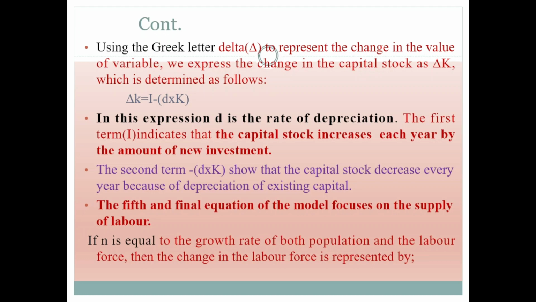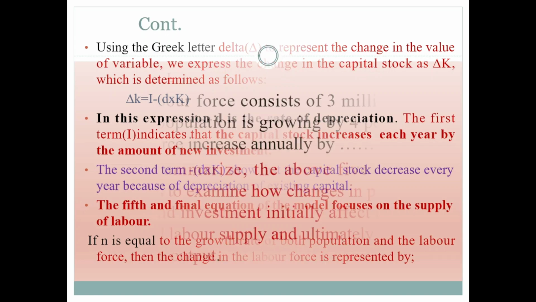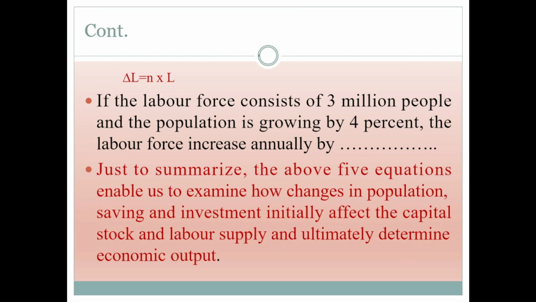This is the rate at which our existing capital decreases each year. So the fifth and final equation of the model focuses on supply of labor, right? Supply of labor. For example, if n is equal to the growth rate of both population and the labor force, then the change in labor is equal to n times L. This is the change in labor. If the labor force consists of 3 million people and the population grows by 4%, then the labor force increases annually by an amount you can calculate using this formula, right?